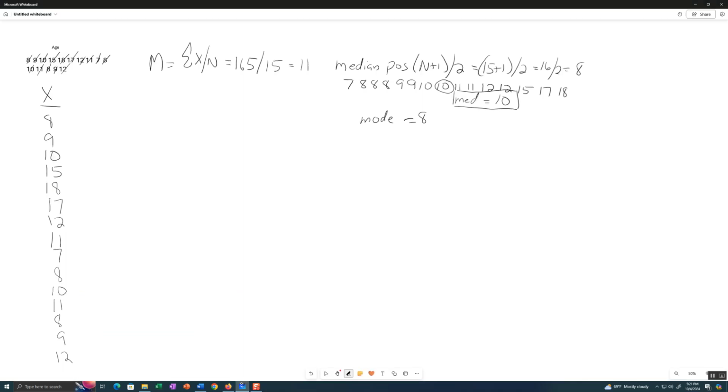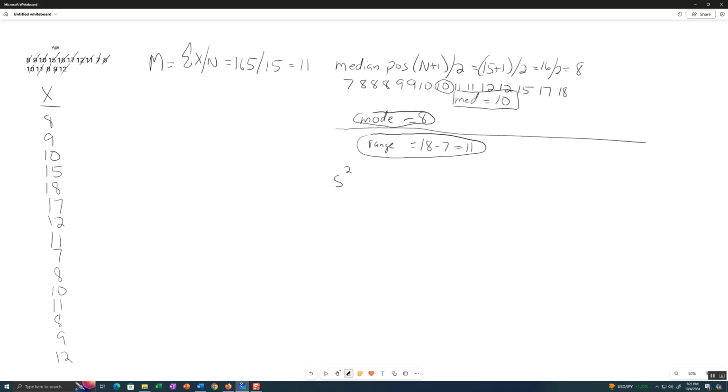So now I want to compute variance, right? Range is next, sorry. Did median, mode. Let's do range. Range is highest minus lowest. Highest is going to be 18. Lowest is going to be 7, so the range is 11. And these are very easy points for the exam. Now for the more difficult one, variance.